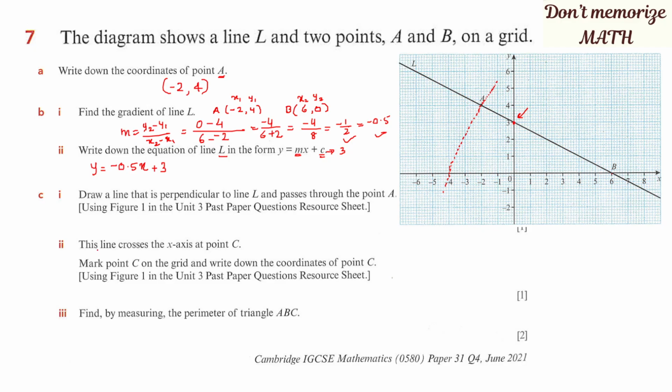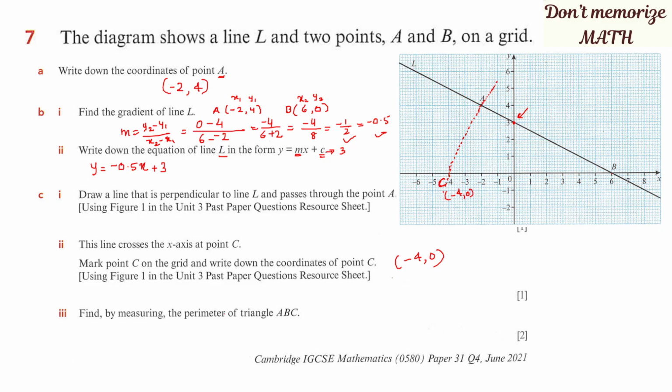Okay, so this line crosses the x-axis at point C. They are telling us it is crossing the x-axis at the point C, so this will be somewhere here, the point will be C. Mark the point C on the grid and write down the coordinates of the point C. What will be the coordinates of point C? From your drawing you will get the answer. The exact answer, I think, is negative 4 comma 0. When you draw this, use only ruler and pencil. So it is minus 4 comma 0.